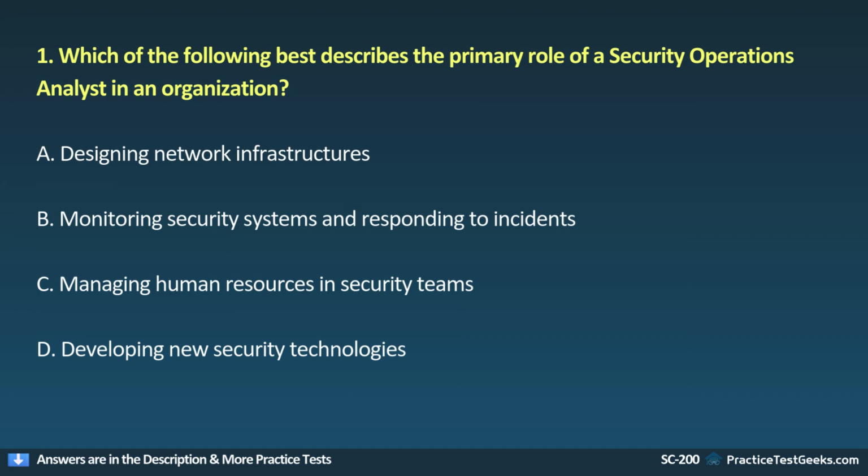1. Which of the following best describes the primary role of a security operations analyst in an organization? A. Designing network infrastructures. B. Monitoring security systems and responding to incidents. C. Managing human resources in security teams. D. Developing new security technologies.